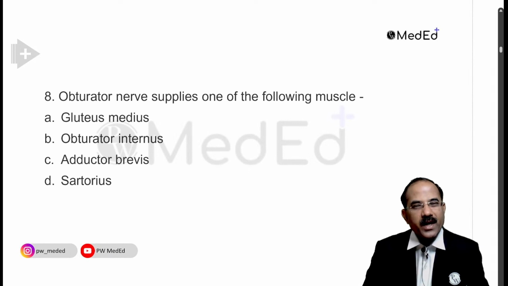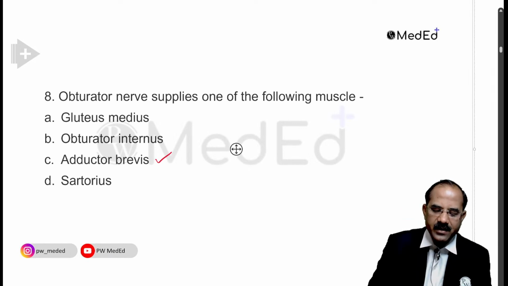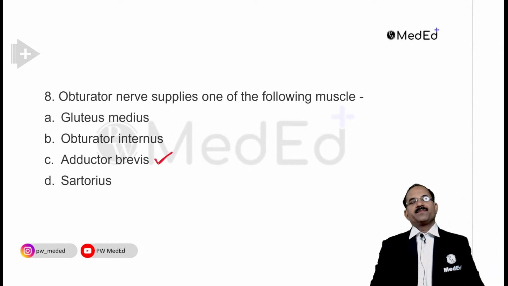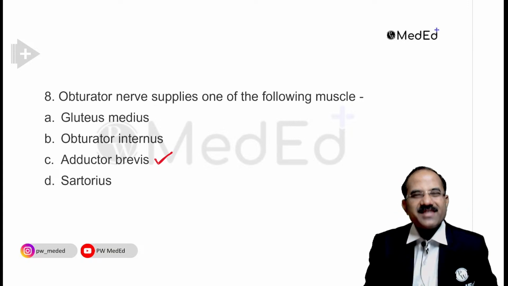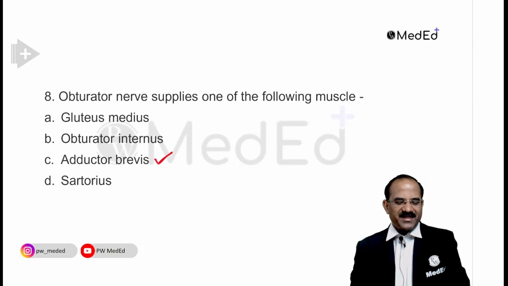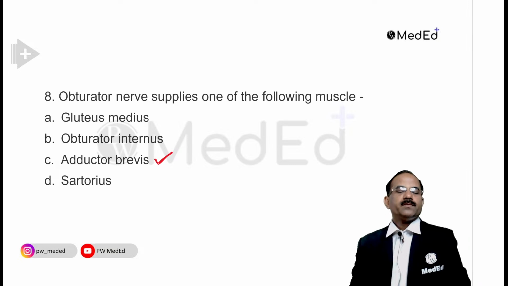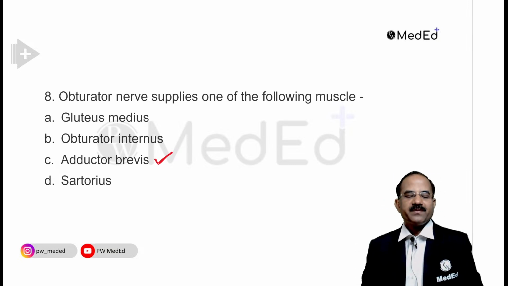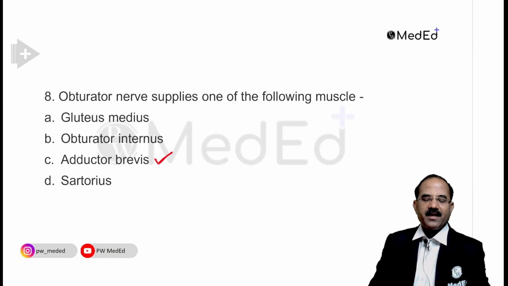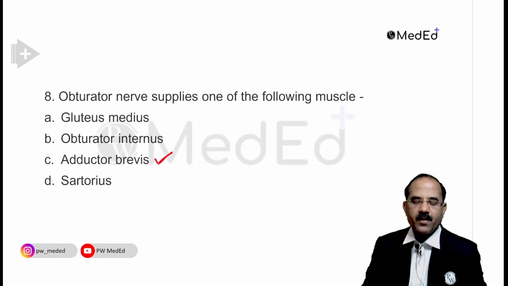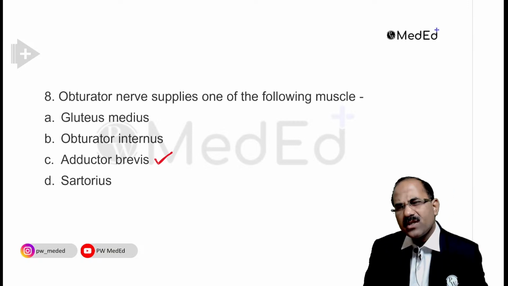Obturator nerve supplies one of the following muscles. Your answer is adductor brevis. Adductor brevis. Gluteus medius nerve supply. Anyone? बच्चों. Very good. Very nice. Obturator. Who supplies the gluteus medius?